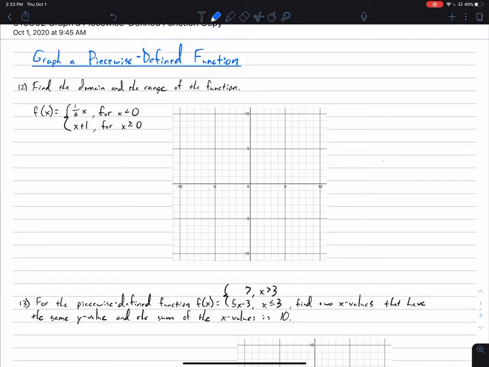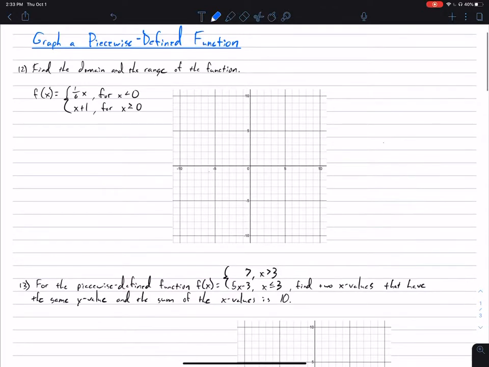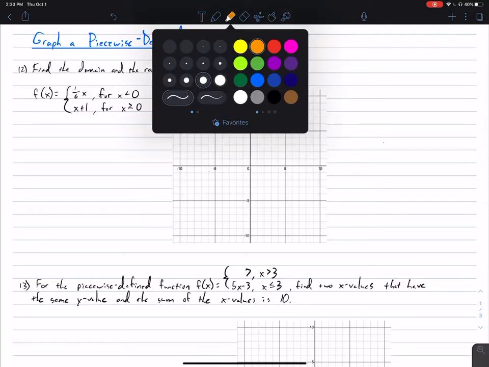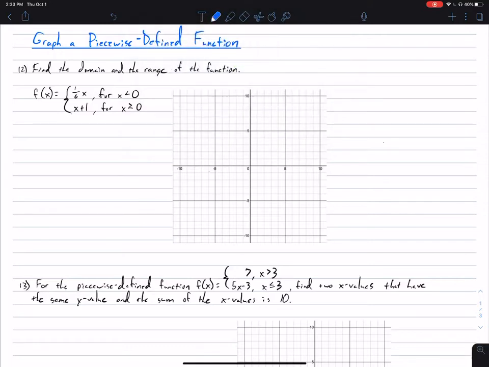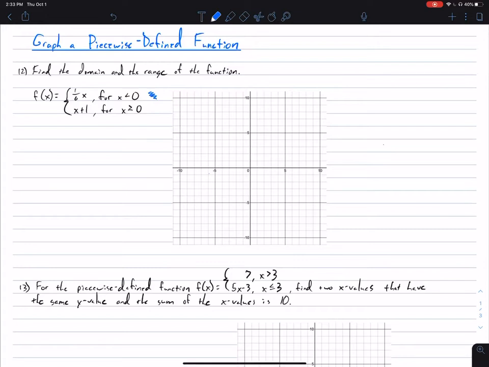In this video, we're going to look at graphing a piecewise-defined function. So number 12, find the domain and range of the function. First thing I want to do is graph them. So I'm going to take our first one, this 1/6 x, and I'm going to create an xy chart.